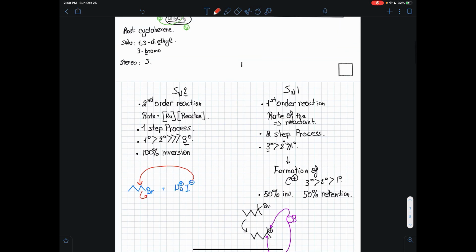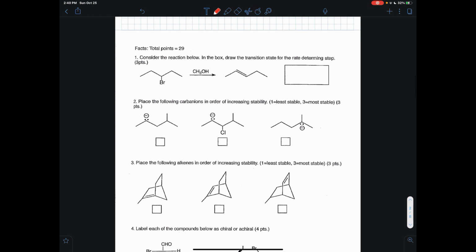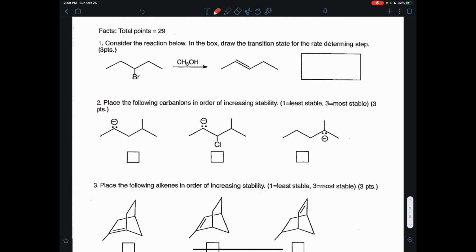So these are the major rules about SN1 and SN2. Just keep that in mind. Later on, once I start the action, I'm going to talk about how you can separate between SN1, SN2, E1, E2. I have a whole flowchart that makes it so much easier than trying to memorize it. Alright. So now let's jump into the first questions of facts.